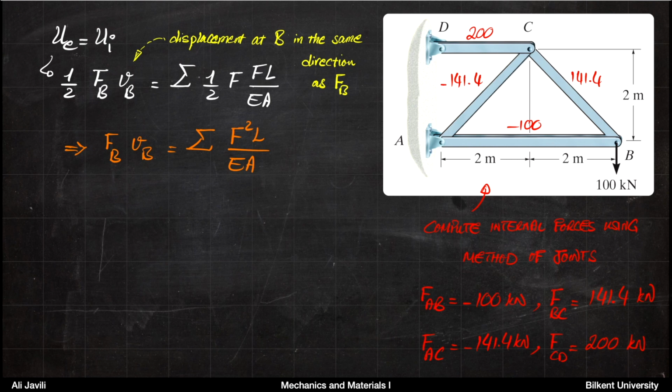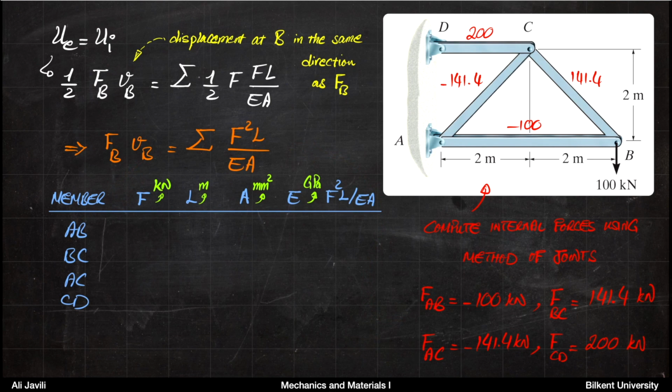Okay, at this point, basically, we have already solved the problem. All you need to do is to insert these values into the equation, and then you would have one equation, one unknown, and you can calculate the deflection at point B. In order to do that more clearly, we use this table here. So we write a table. At each row, we write a different member. So you would have AB on the first row, then BC, second row, AC, third row, and CD on the last row.